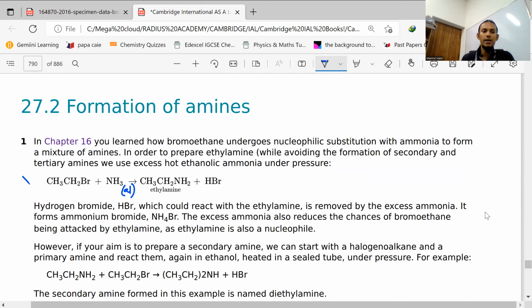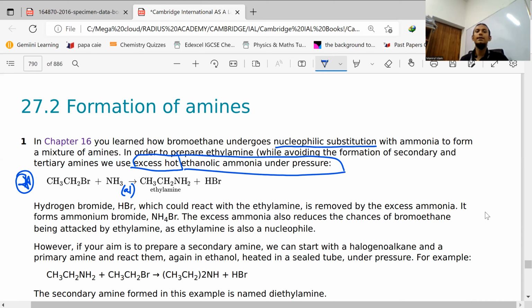This reaction we have studied in AS level. If halogenoalkanes react with ammonia, alcoholic ammonia meaning ethanolic ammonia, no trace of water can be present. That is a problem. If trace of water is present, then it's a problem, right? So bromoethane undergoes nucleophilic substitution reaction with ammonia to form a mixture of amines. In order to prepare ethylamine while avoiding the formation of secondary and tertiary amine, we use excess hot ethanolic ammonia under pressure. These are important. Excess, hot. We need to give excess and we need to give hot ethanolic ammonia, right?